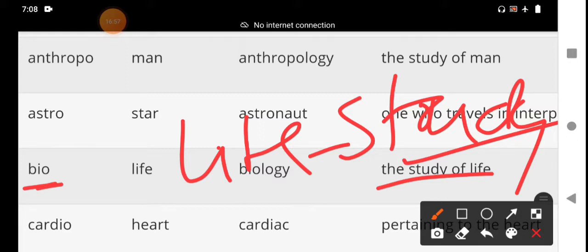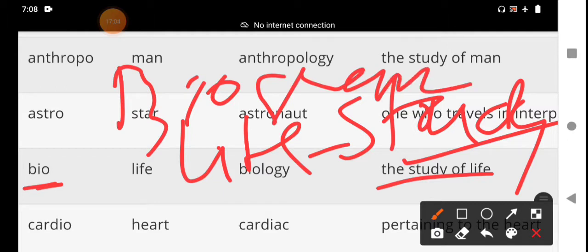And one more example, biography. What is the meaning of biography? Biography means a biographical profile, a life history written by someone else. Autobiography means a life history written by oneself. Here bio means life, logos means study, and biology means the study of life. It is defined as the science of life. That is the meaning of the root word bio.